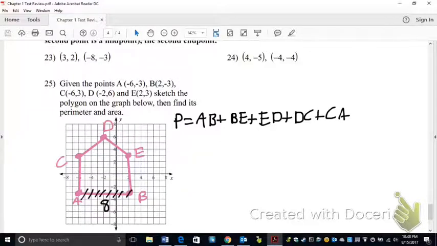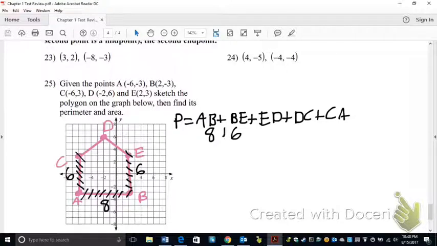Now 3 of those are pretty straightforward. A to B, we can just count boxes, that's 8. B to E, count boxes, that's 6. And A to C, count boxes, that's 6. And so you could use the distance formula on those. You'd get the exact same answer. Counting the boxes when you have a perfectly horizontal or perfectly vertical line is just easier when determining distance.